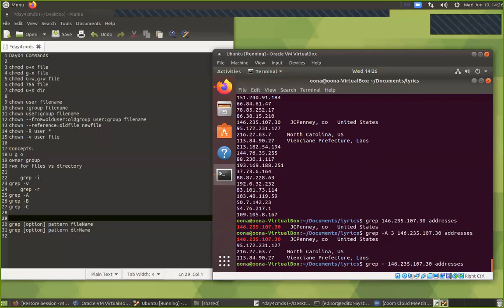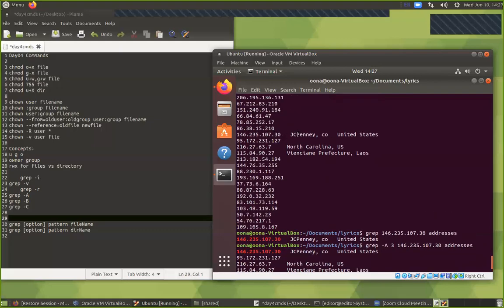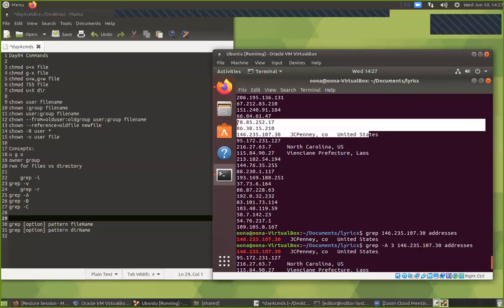So what do I do? I do capital B, I do space, and I do 2, enter. There you go. Now I have a line, and I have the 2 lines before, right? So if we look at my file, I pulled this one and the 2 before that. Okay, so that might not help me.